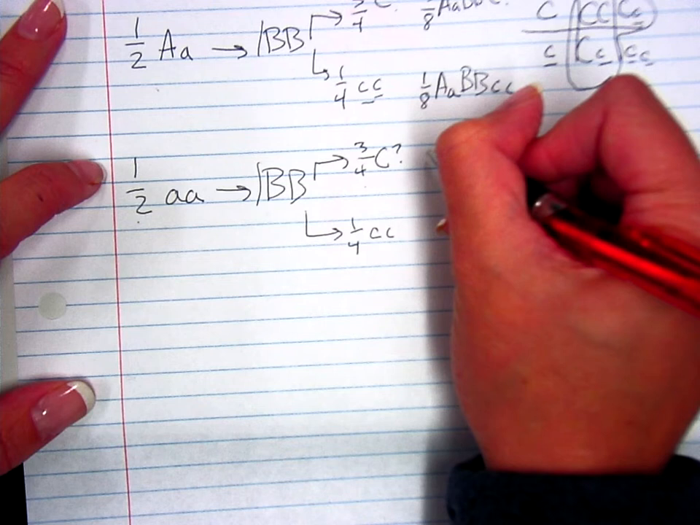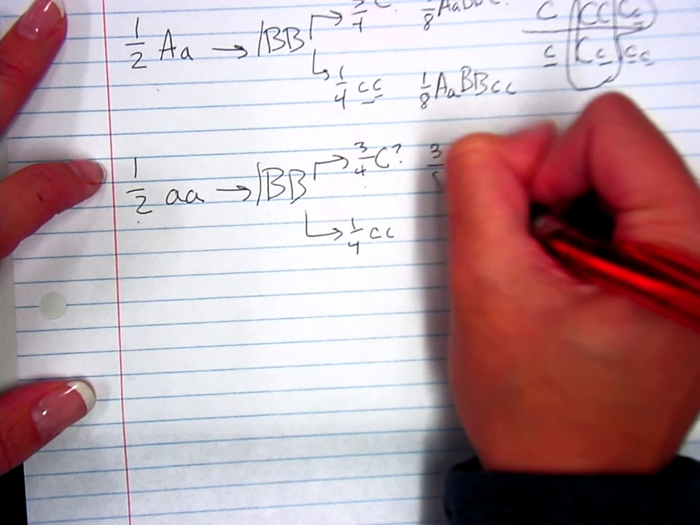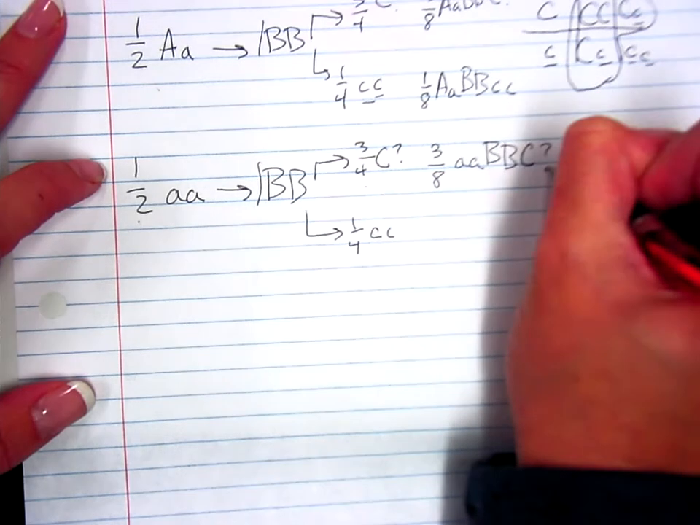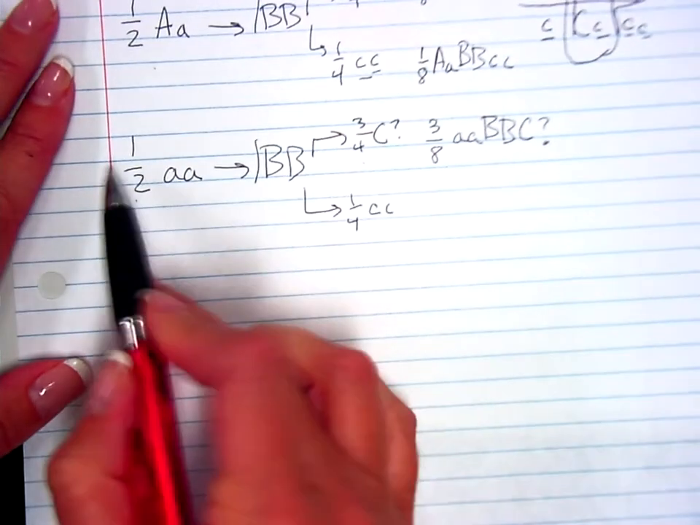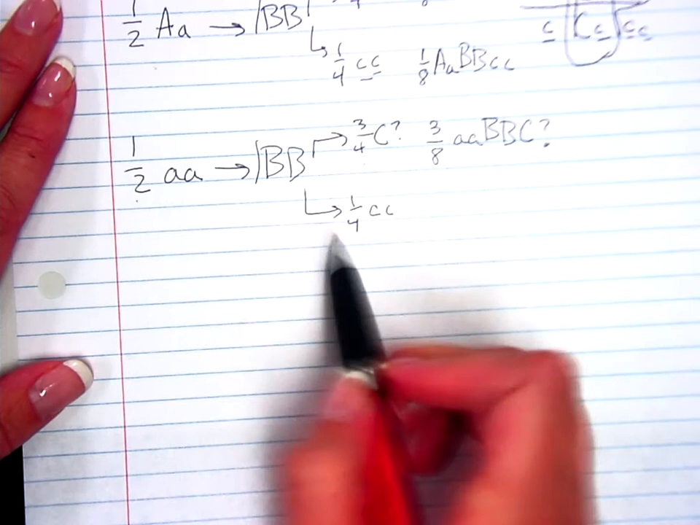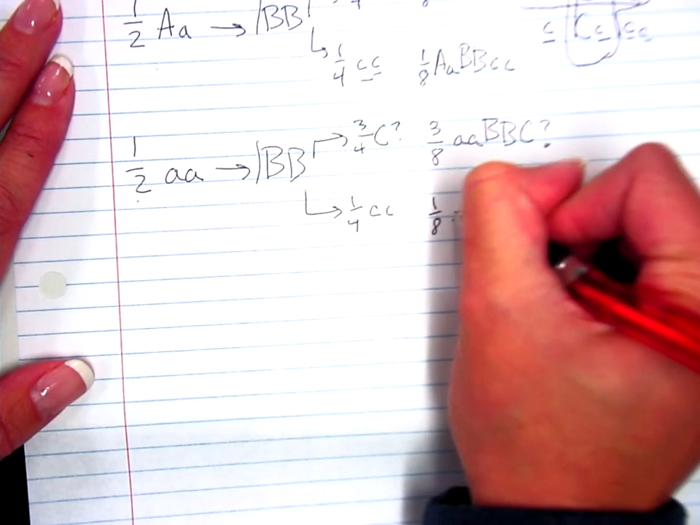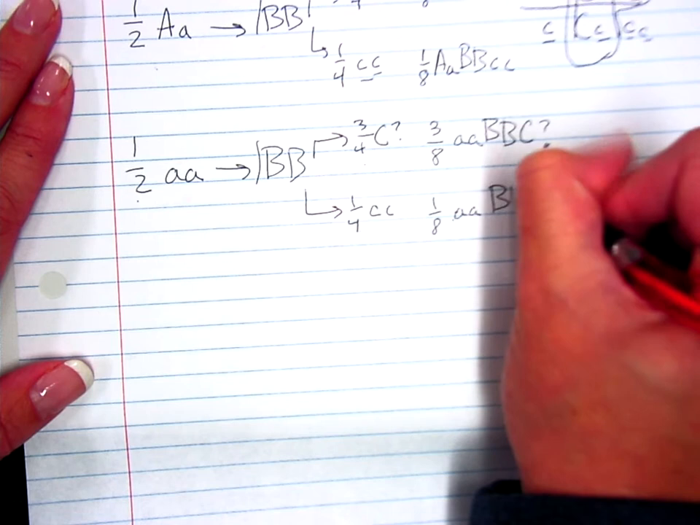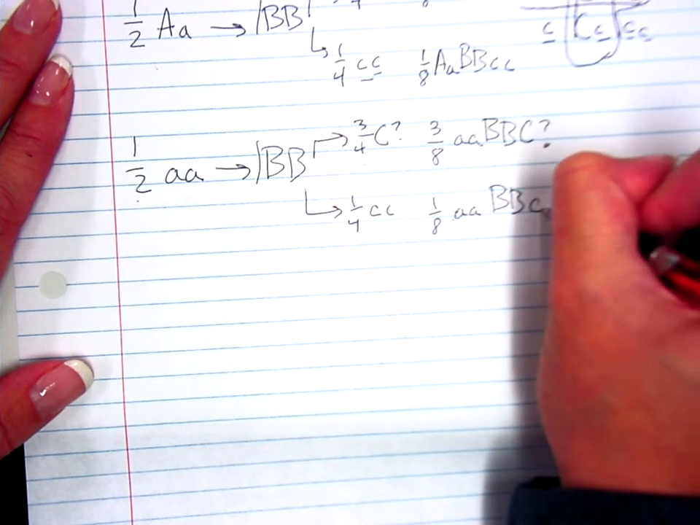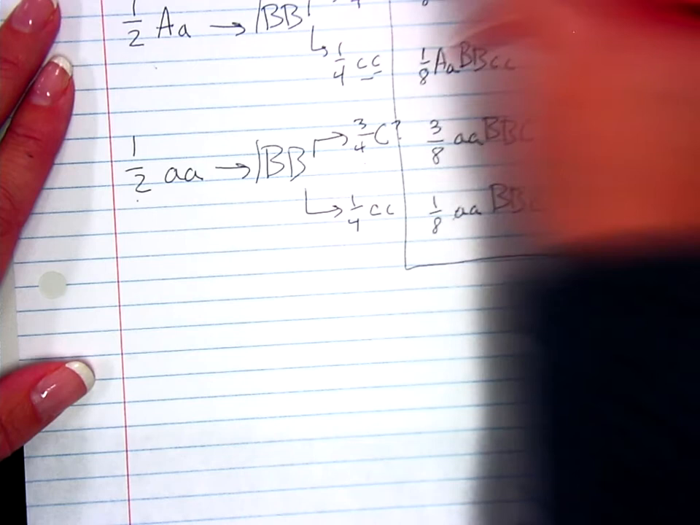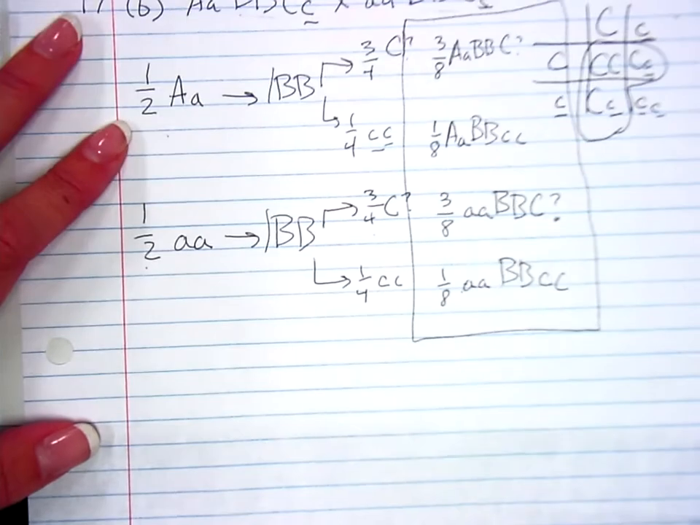You continue to multiply going across, and you get 1/2 times 3/4. We're going to go ahead and get 3 out of 8, little a, big B, big C, question mark, something. We multiply going across again, 1/2 times 1/4, you'll get 1/8, little a, big B, little c, little c. And that is the ratio, phenotype ratio, we would expect to see from this pair of parents.